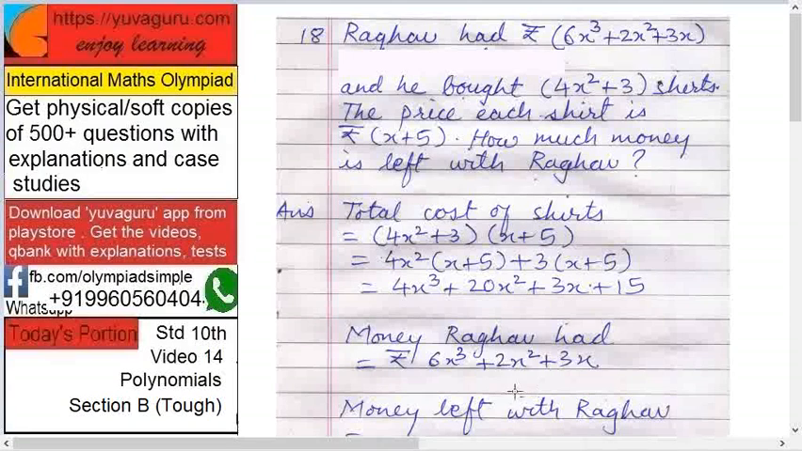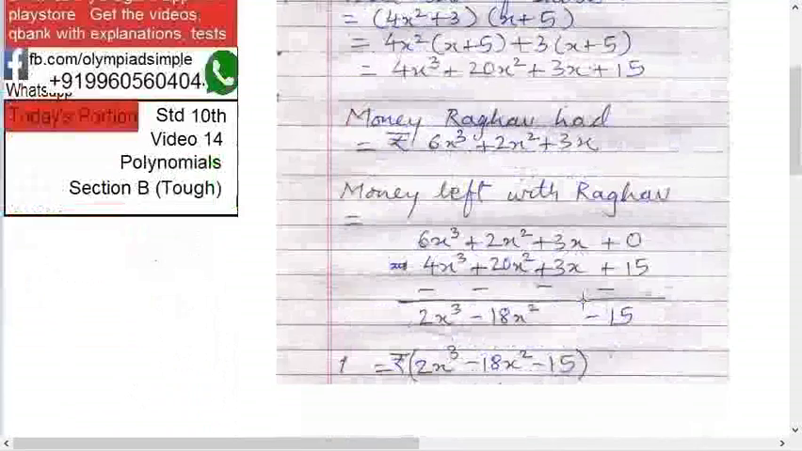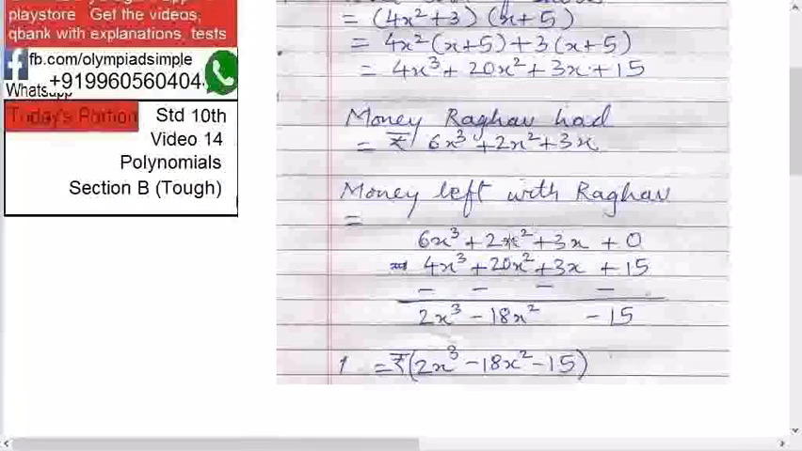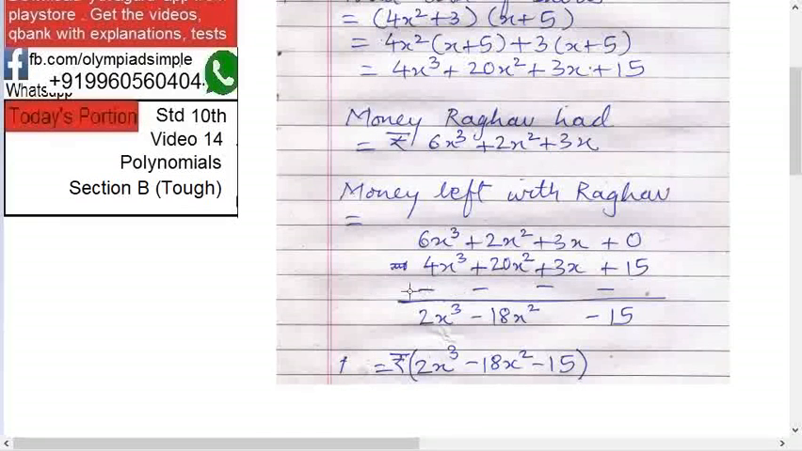So how do we find the remaining? This minus this, 38 minus 35. Similarly over here 6x cube plus 2x square plus 3x plus 0. Why 0? Because we have to subtract the total cost of shirts from the money, plus 0 minus what? This 4x cube plus 20x square plus 3x plus 15. Do minus, you get 2x cube here minus 18x square and 3x gone minus 15.